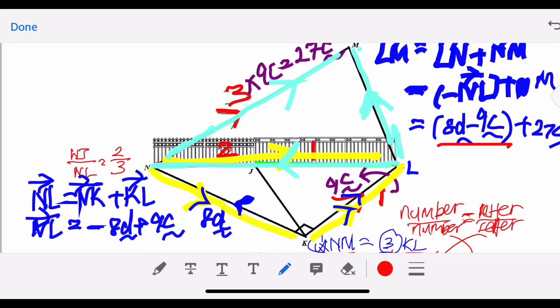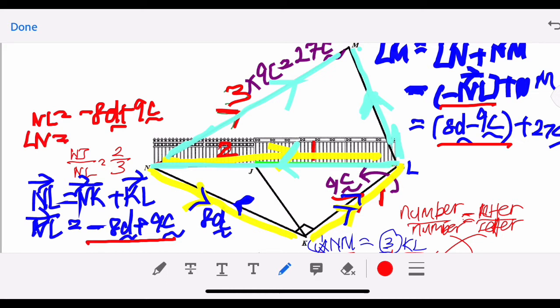So let's simplify by using the like terms. That means D, we have 8D, but negative 9C, you have to plus 27C, right? So it will be 27 minus 9, right? Okay, so be very careful when you do vector. I just want to highlight to you again, NL is negative 8D plus 9C. Hence, the LN should be opposite. Should be 8D minus 9C, to clear your confusion.